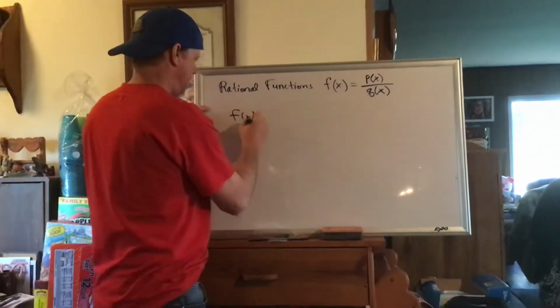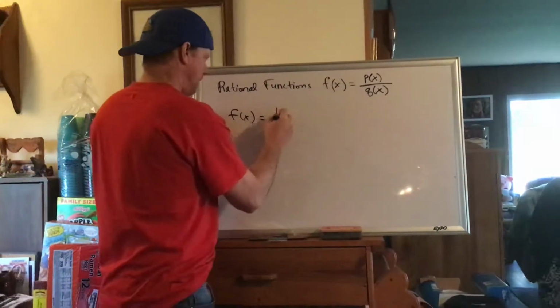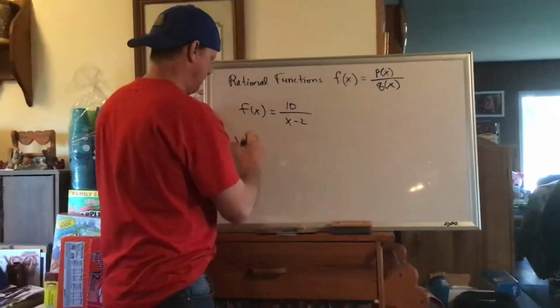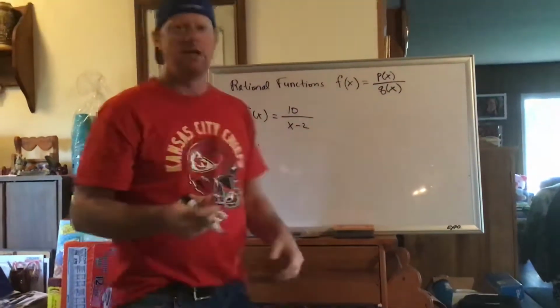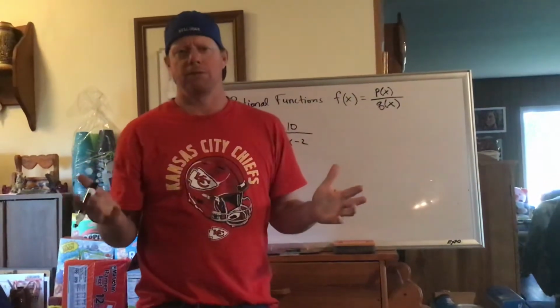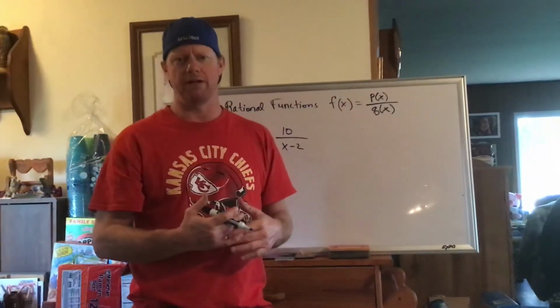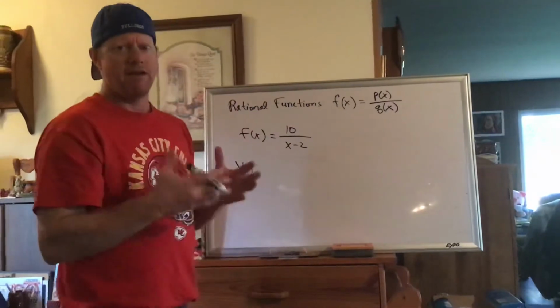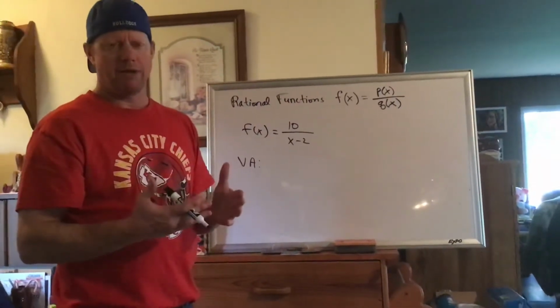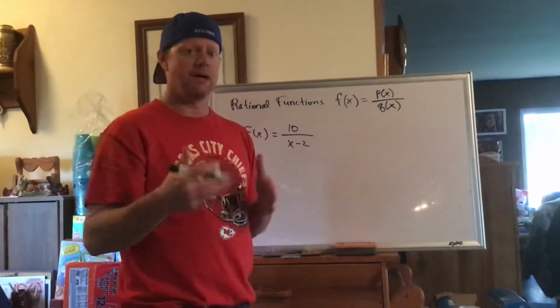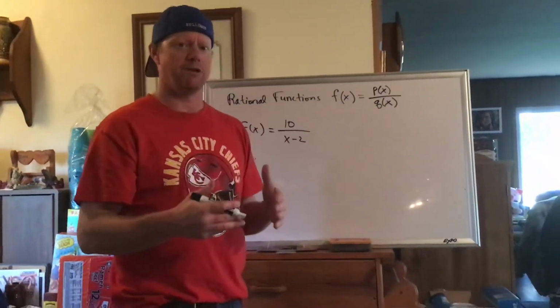If we have y equals 10 over x minus 2, and I want you to find the vertical asymptote. Well, you find vertical asymptotes by whatever value of x gives you a 0 in the denominator, alright? Because if 0 is in the denominator, it's undefined because you cannot divide by 0. And since it's undefined there's going to be a vertical asymptote there.